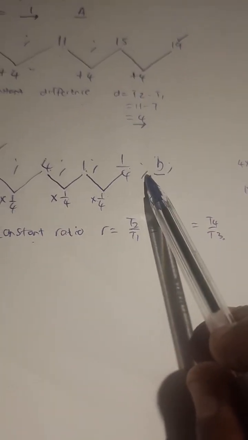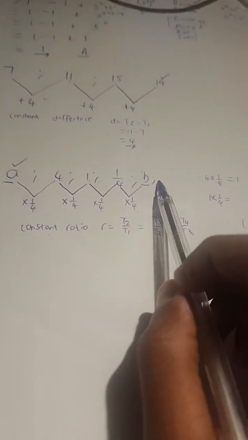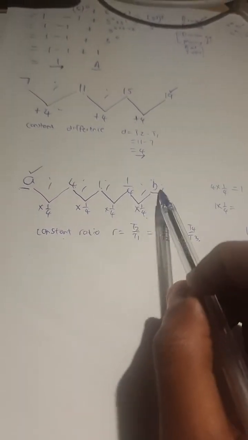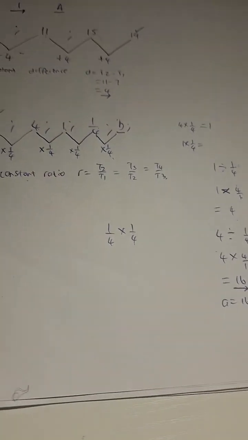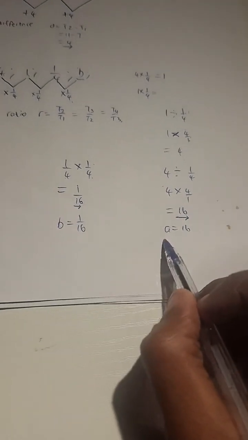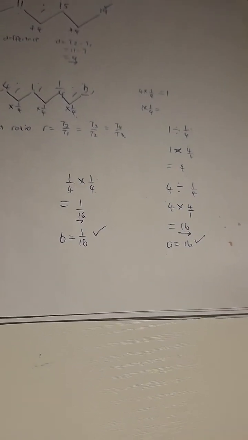We want b as well, remember? So we are going to continue. We know we are multiplying by 1/4, so this one is going in the forward direction. In the forward direction, 1/4 times 1/4. This one is clear. 1/4 times 1/4 is equal to what? What's 1 times 1? It is 1. What's 4 times 4? It is 16. So b is equal to 1/16. So we are clear: a is 16, b is 1/16. No problem there.